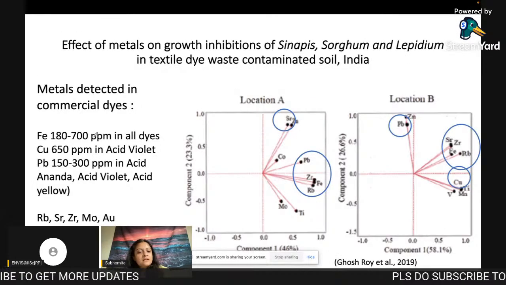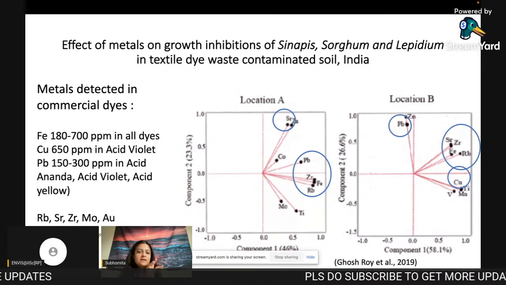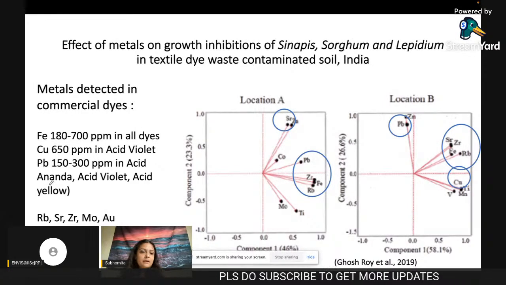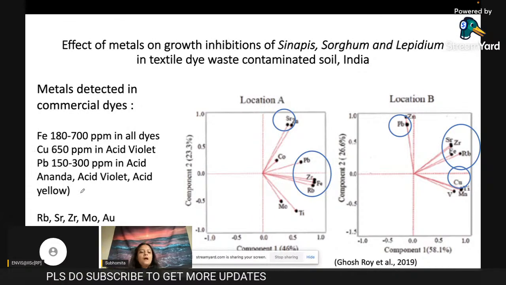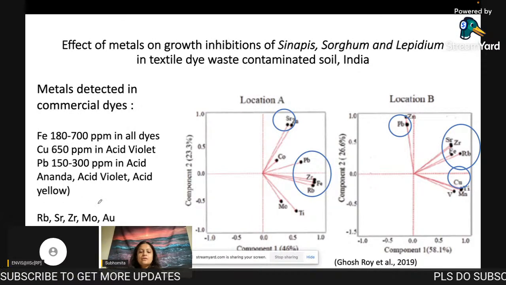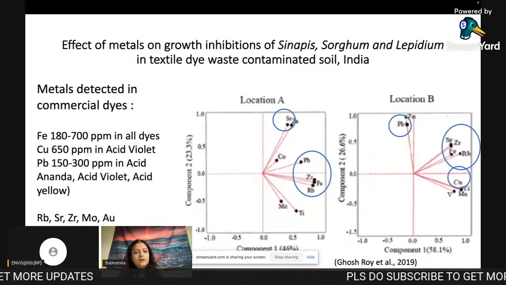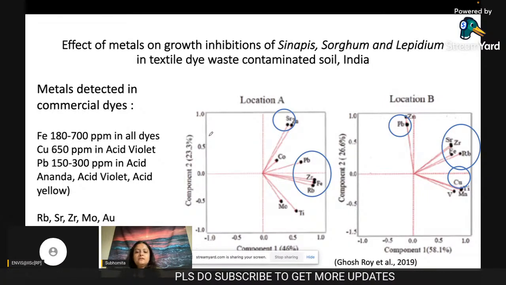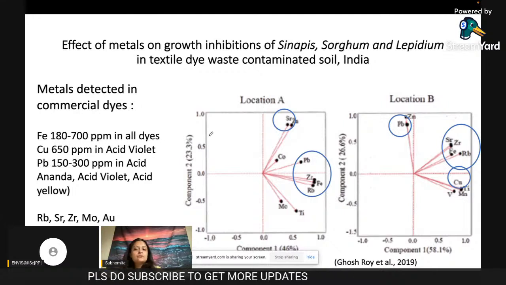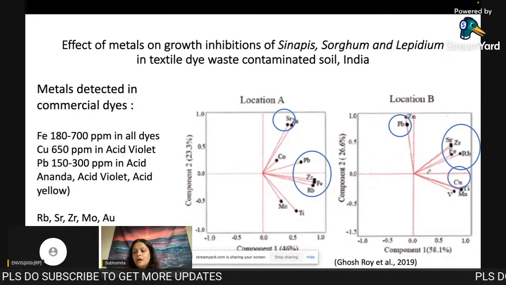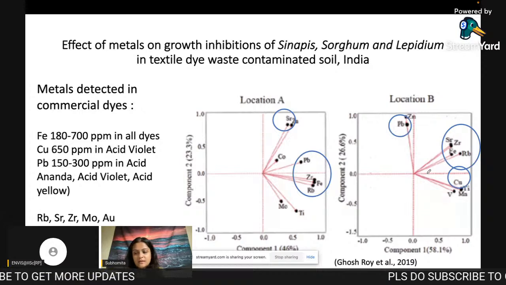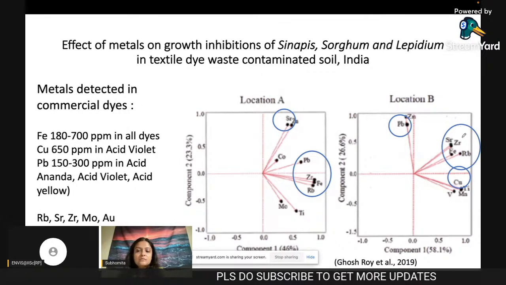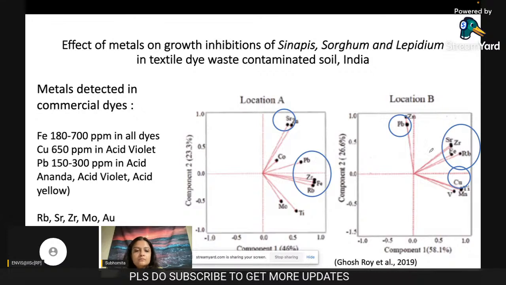And what we first see is what kind of metals were present in their dyes. So these were metals including iron, copper, lead, then rubidium, strontium, zirconium, molybdenum, and even gold. So these were present in these dyes. And we also see presence of these metals in these locations. For example, in location B, where we found the most interesting results, we do see lead, zinc being present, then strontium, zirconium, iron, rubidium, copper, all of that being present.